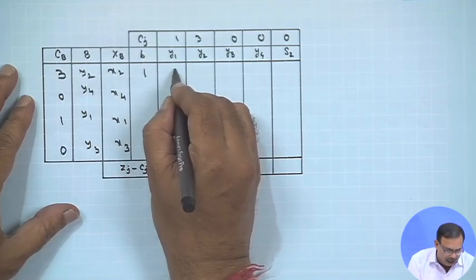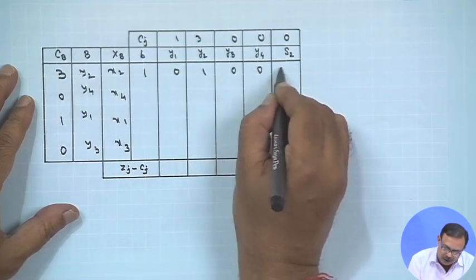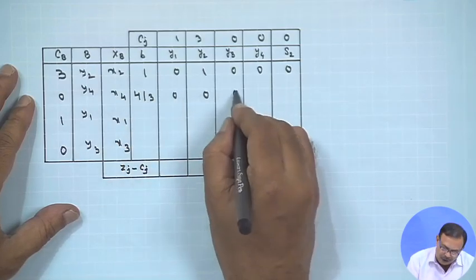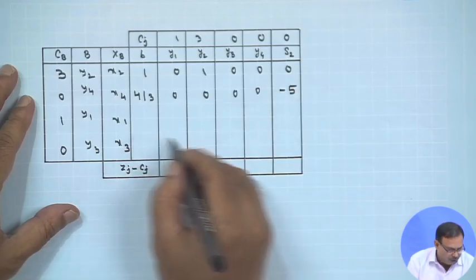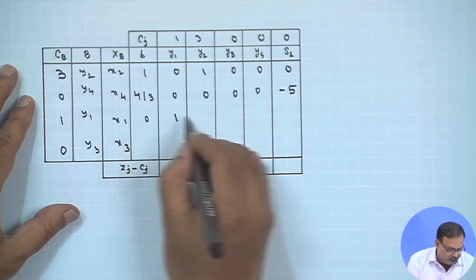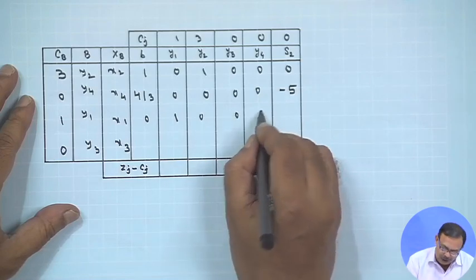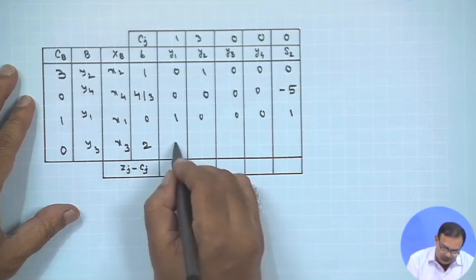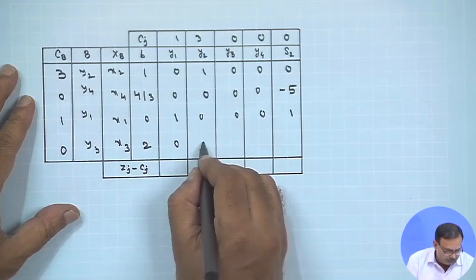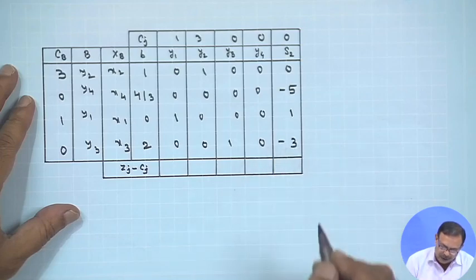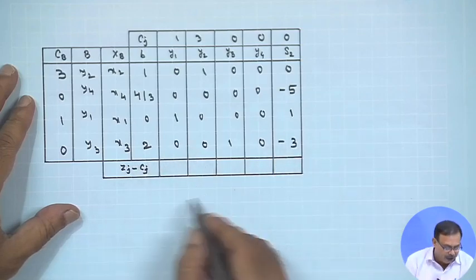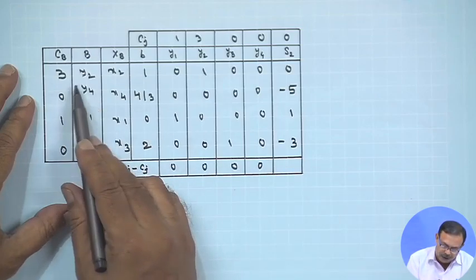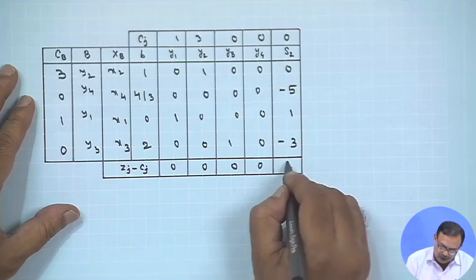The values you will get as 1, 0, 1, 0, 0, 0, 4 by 3, 0, 0, 0, 0 minus 5. For x1 it is 0, 1, 0, 0, 0, 1. This is x3, it is 2, 0, 0, 1, 0 minus 3. And if you calculate the Zj minus Cj value, it will be 0, 0, 0, 0. This is 0, this is 0, this is 1. So, you will get 1.